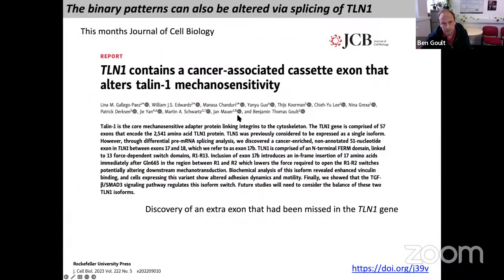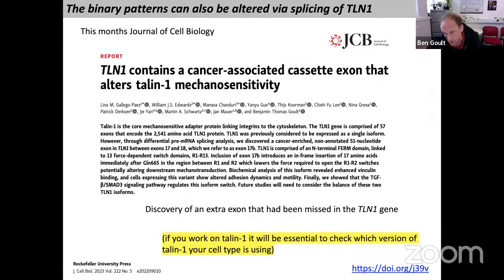And I just want to finish with this. I did have it in the talk, but I wanted to flag it here because it came out in this month's Journal of Cell Biology. We've discovered that there's an extra exon in the talin-1 gene, which has been missed for the last 40 years. And it's really important because it changes the switch pattern, because it destabilizes 2 of the switches at the start of the talin rod.